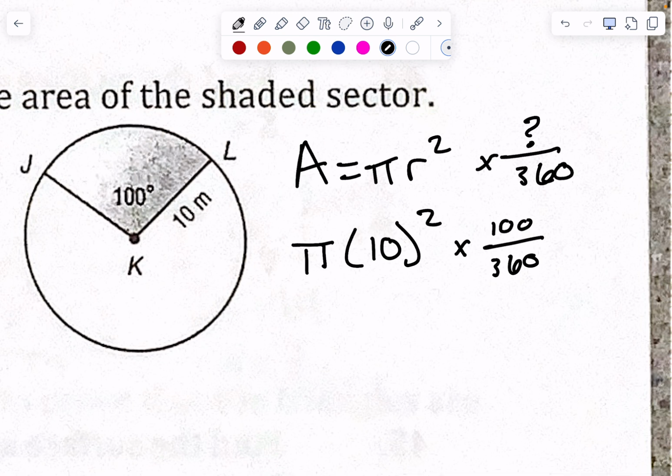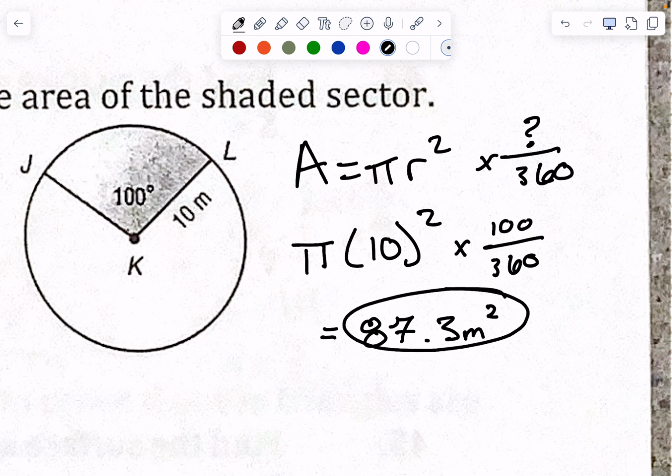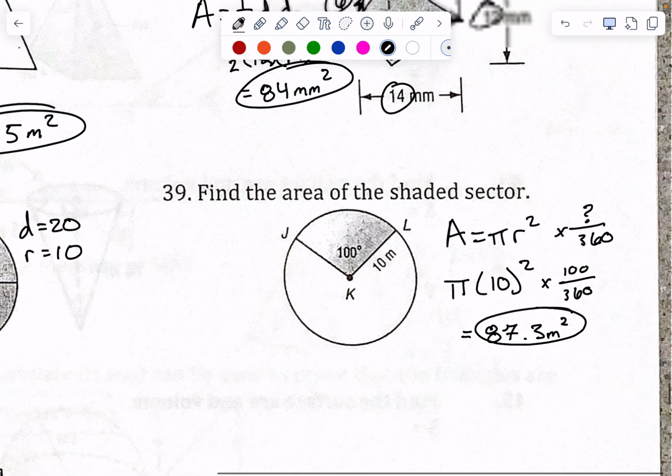Do you know how to type that into your calculator? You can take times 100 divided by 360. What do you get? 87.3 meters squared. That's the area of just that little chunk, just that little slice of pie. Pretty big slice. It's a decent size, 10 meters. That's a huge radius, bigger than this room for sure.